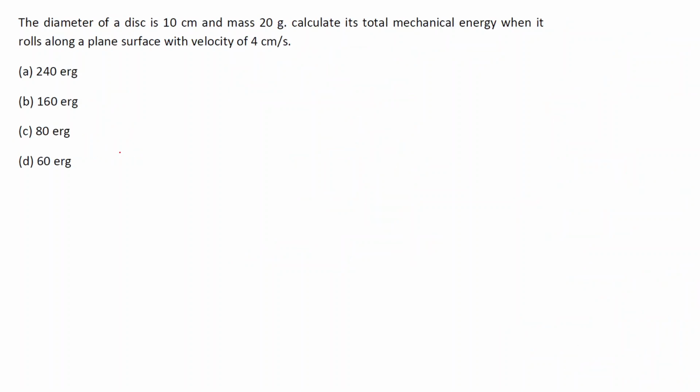Okay. The next question is, the diameter of a disc is 10 centimeter and mass is 20 gram. There is a disc. You can imagine it like this also. I was just putting it from the front, it will look like this. We have been given diameter is 10 centimeter. Its mass is 20 gram. Calculate its total mechanical energy when it rolls along a plane surface.